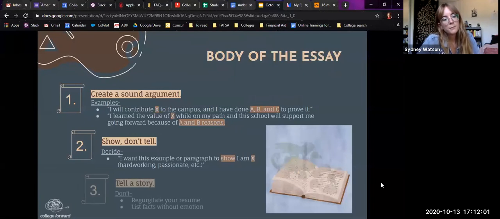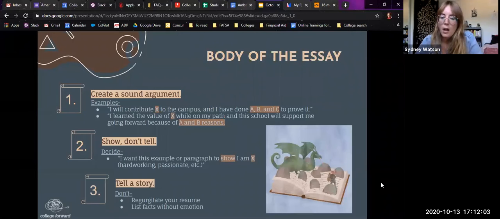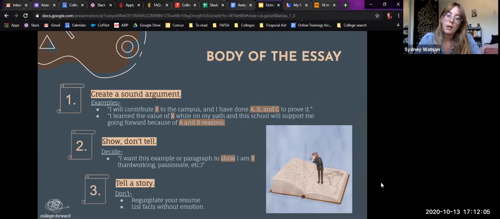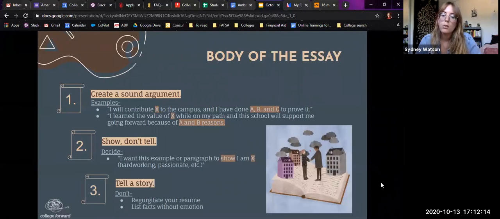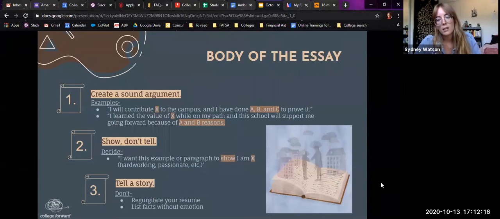And then lastly, tell a story. Don't just regurgitate your resume or the black and white college application. Don't just list facts without emotion. Try to show your personality and show who you are more than just your academic standing.